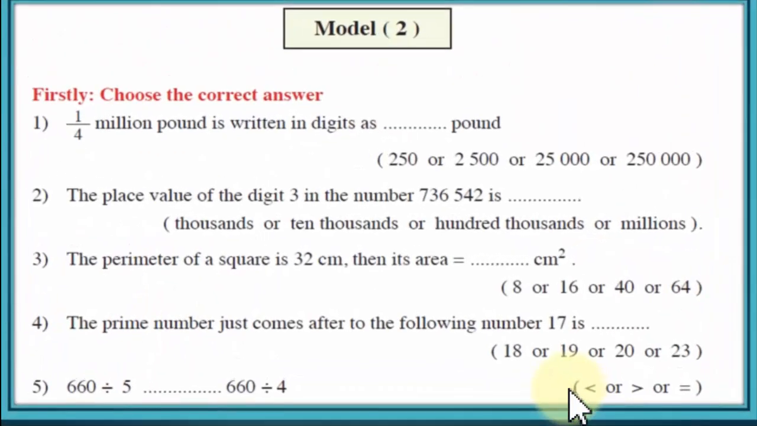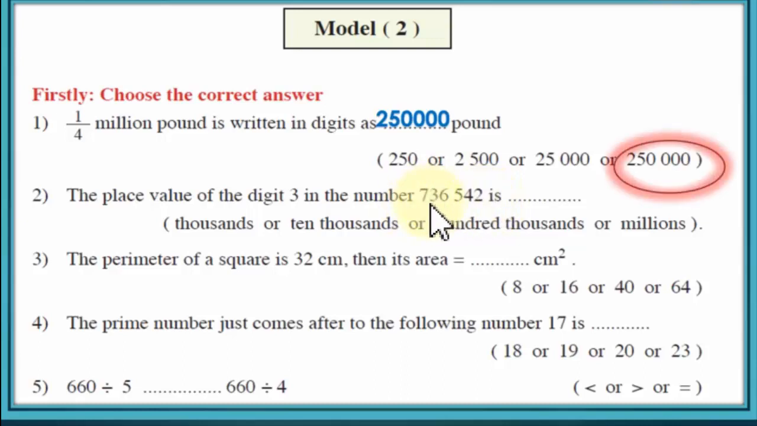Now with model test 2. Firstly, choose the correct answer. £250,000 is written in digits as 250,000 pounds. The place value of the digit 3 in the number 736,542 is, well done, 10,000's place.